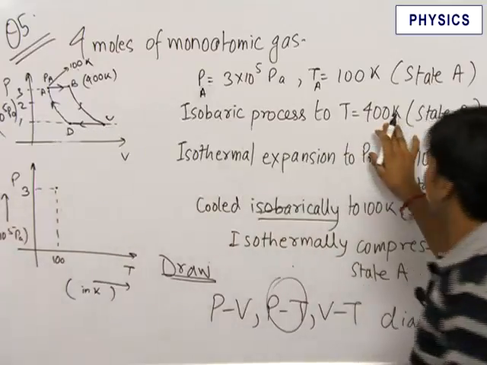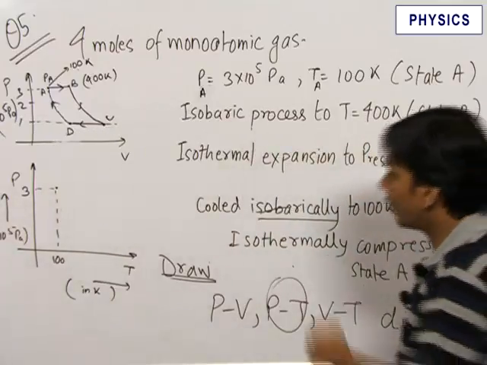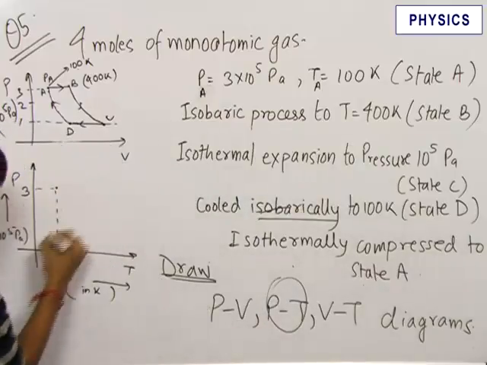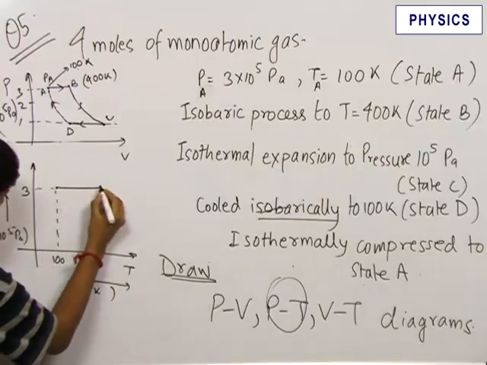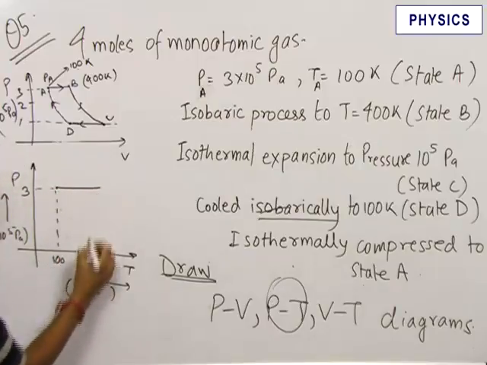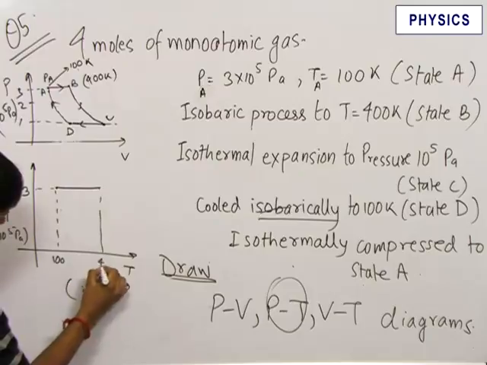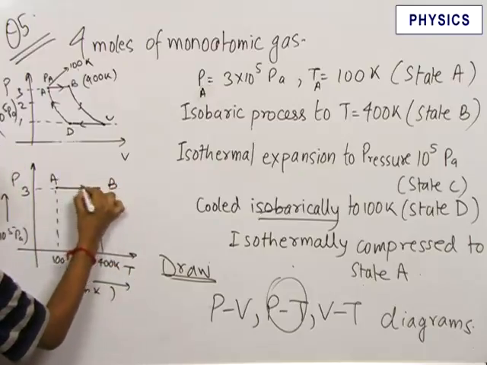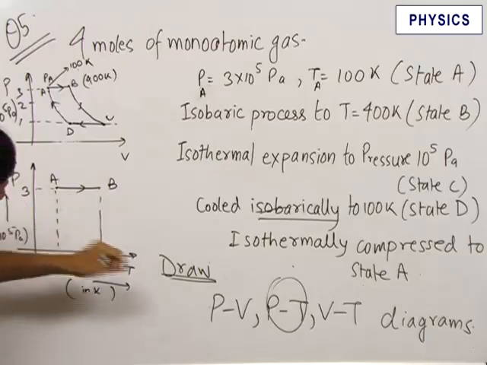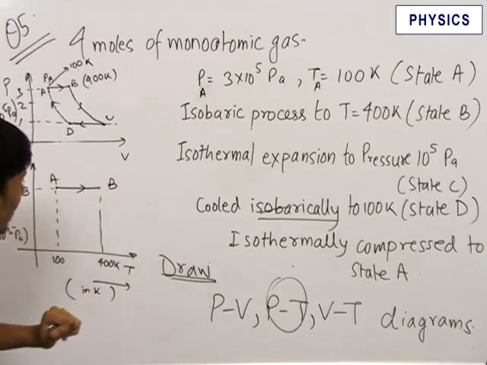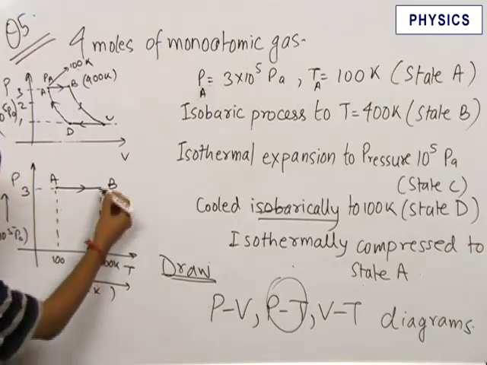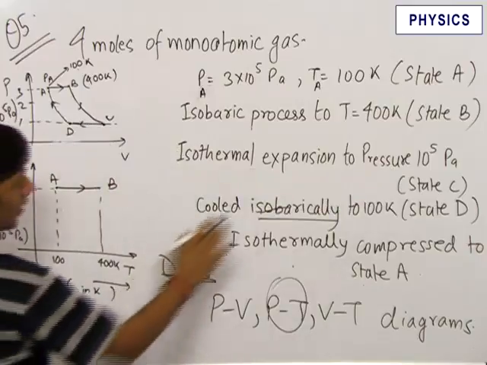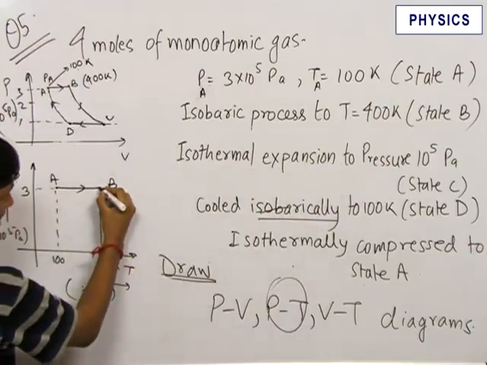Now it undergoes an isobaric process to a temperature of 400 Kelvin. Since the process is isobaric, the pressure is constant and the temperature increases, so it simply is a constant pressure process going to a temperature of 400 Kelvin. Therefore this is point B. It goes from A to B. Now it is cooled isobarically to state D. Therefore there is an isothermal expansion to pressure 10^5 pascals. Therefore the pressure reduces.